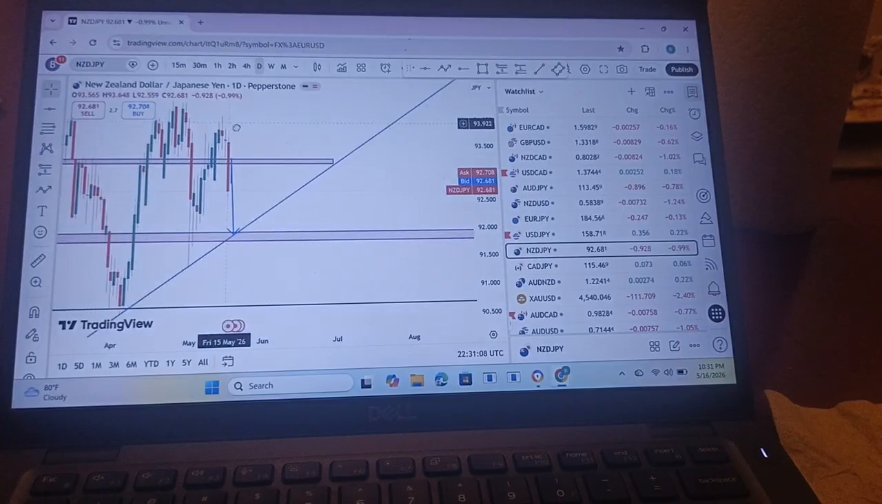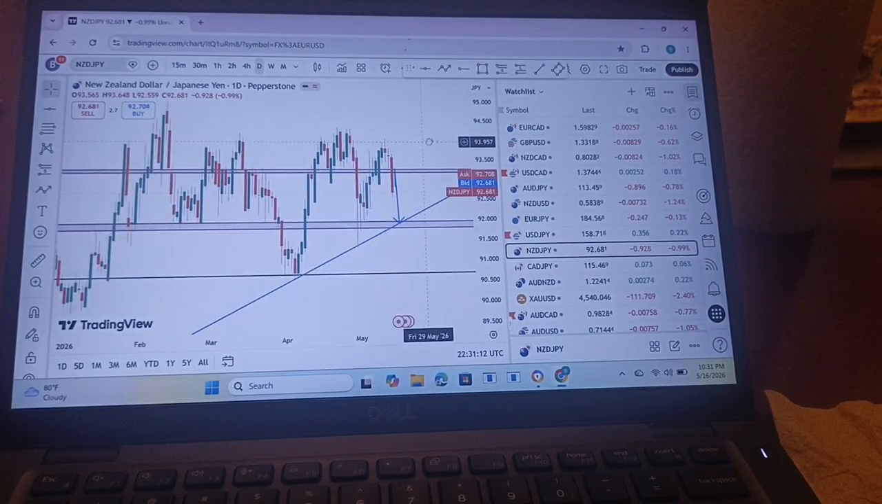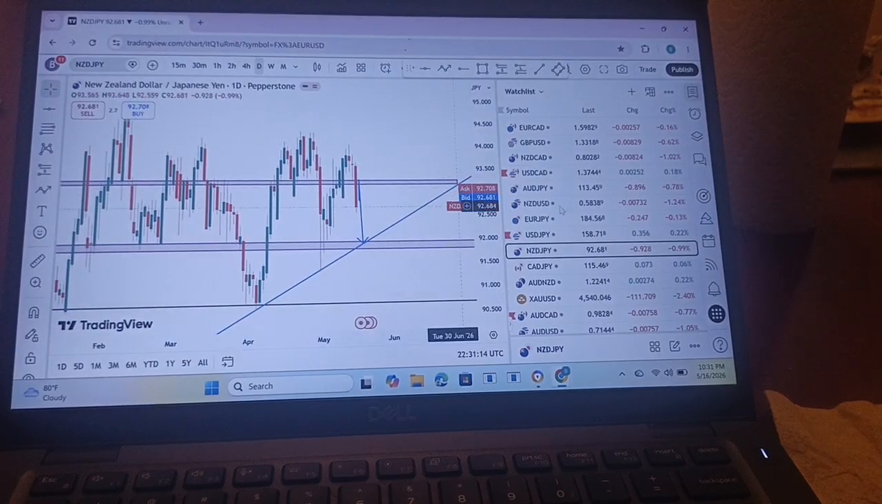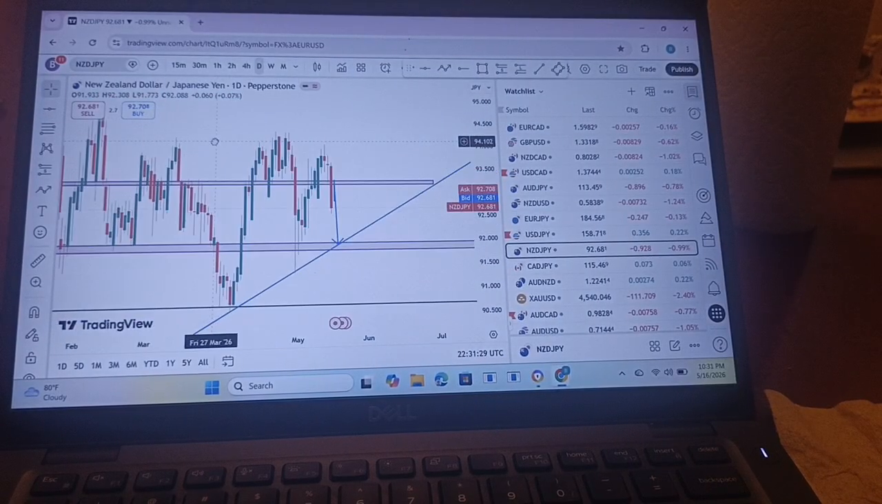So now, my weekly analysis for next week. Next week, these are the pairs that I'm interested in: EUR/CAD, GBP/USD, NZD/CAD, USD/CAD, AUD/JPY, NZD/USD. And I will watch them next week when the market opens.